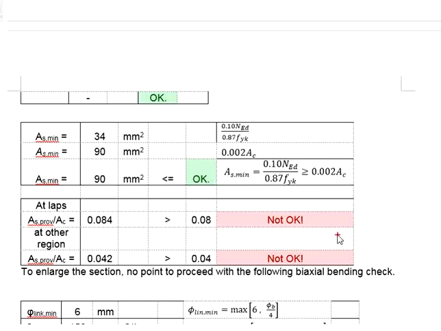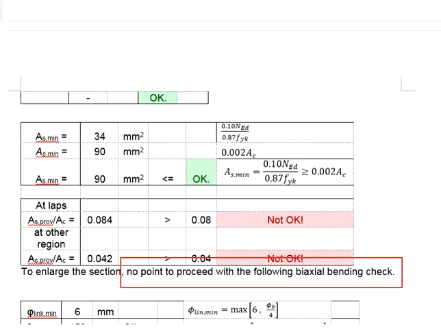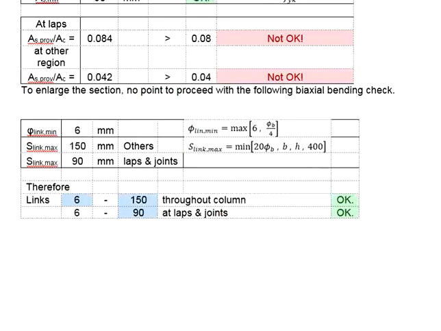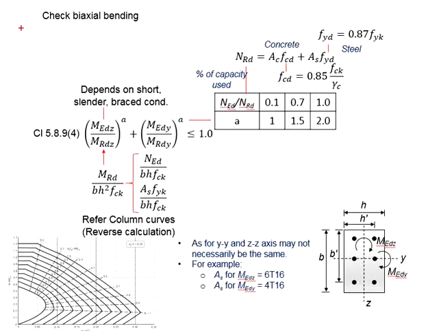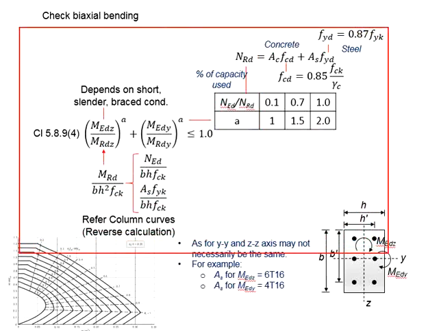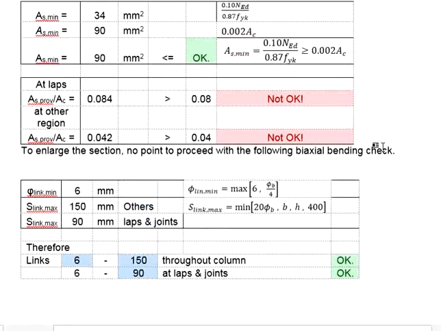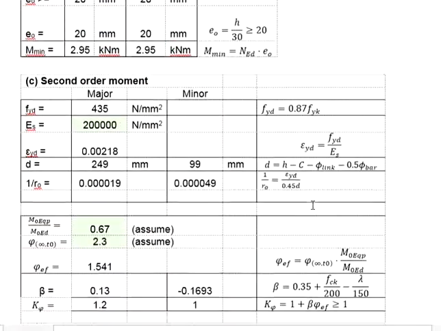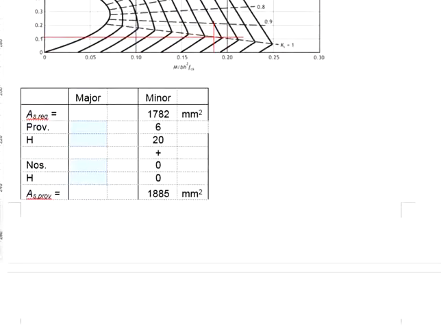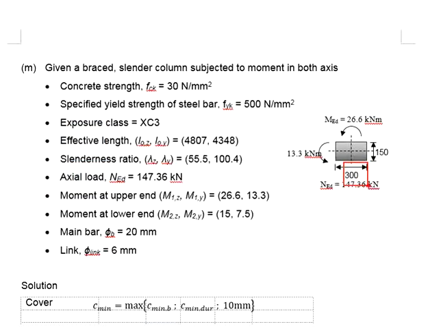Because of this, there is no point in proceeding with the following calculations, such as calculating for the shear link, as well as checking for the biaxial bending capacity. Having the AS provided exceed the maximum rebar area means that the proposed section is too small. You will need to enlarge the section and then go through the design calculations again. You may choose to enlarge the H section or the B section.